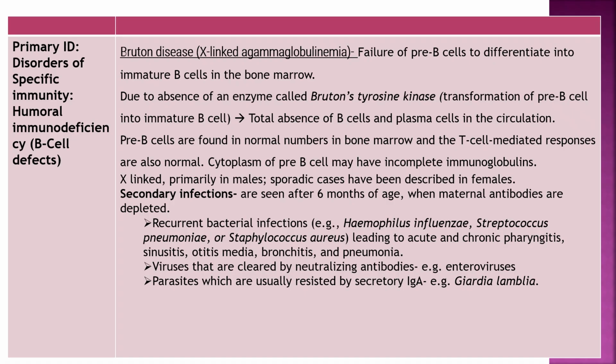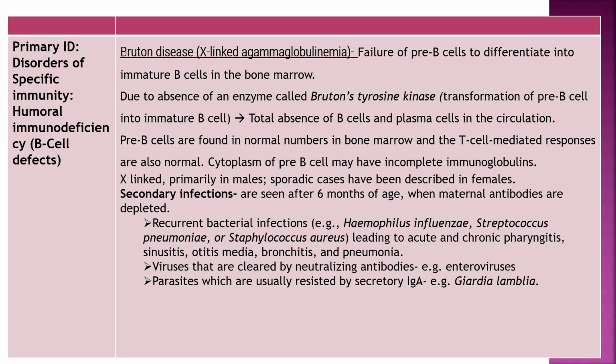Among primary immunodeficiencies, disorders of specific immunity, we will first see humoral immunodeficiencies, that is, B cell defects. The example is Bruton disease, X-linked agammaglobulinemia. There is failure of pre-B cells to differentiate into immature B cells in the bone marrow.